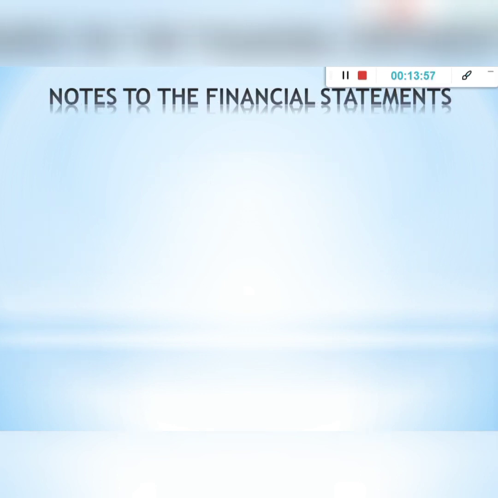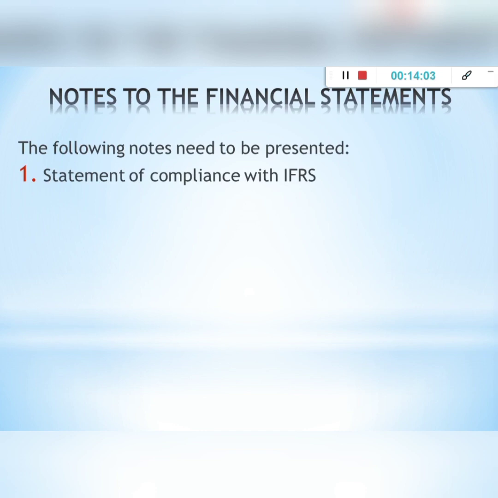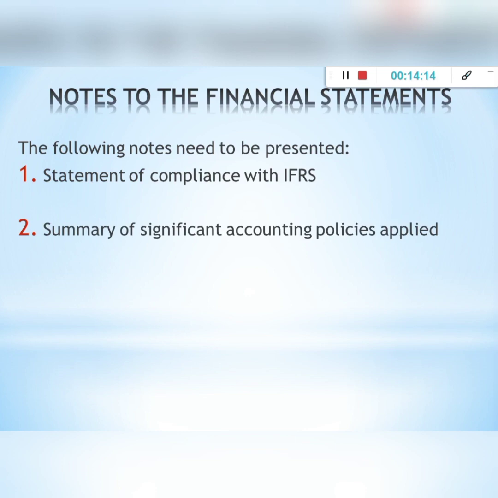Now let's look at the notes to the financial statement. Certain things we need to bring under the notes. The first is a statement of compliance with IFRS. So we must have a statement of compliance showing that we have complied with the various IFRS and the IAS that we have. The next is the summary of significant accounting policies applied. So here we have to show some of the accounting policies we adopted in the preparation of our financial statement.